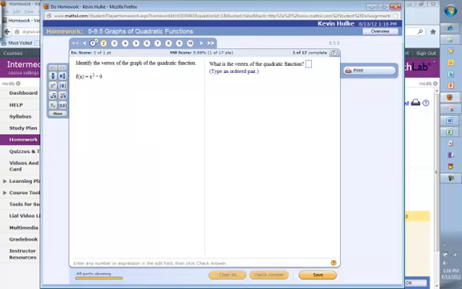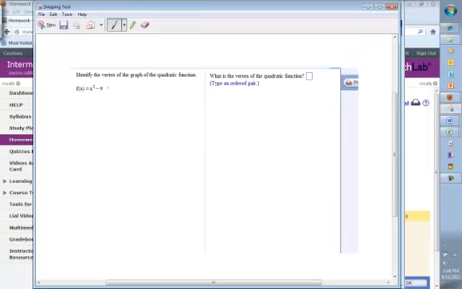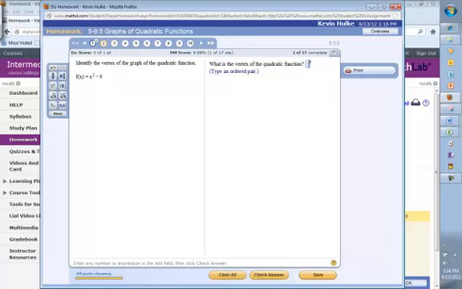Number 2, identify the vertex of this graph. The vertex is an ordered pair in which we have to figure out that anything connected with the x is 0 in this case because there's no number connected to the x, and that number is connected to the y, so the vertex is at 0 and negative 9. Parentheses 0, comma, negative 9.